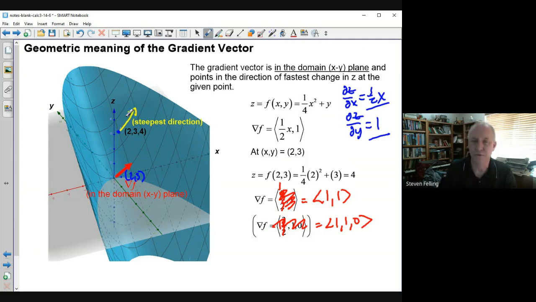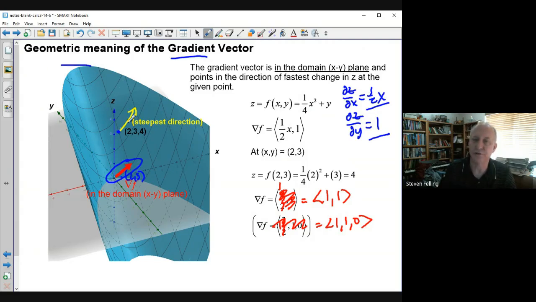In other words, just move it straight down so it's pointing only in the xy plane. That's the gradient vector. The gradient vector is in the xy plane in the direction where the surface is increasing most steeply at that point. Okay, so that's the geometric meaning of the gradient vector.